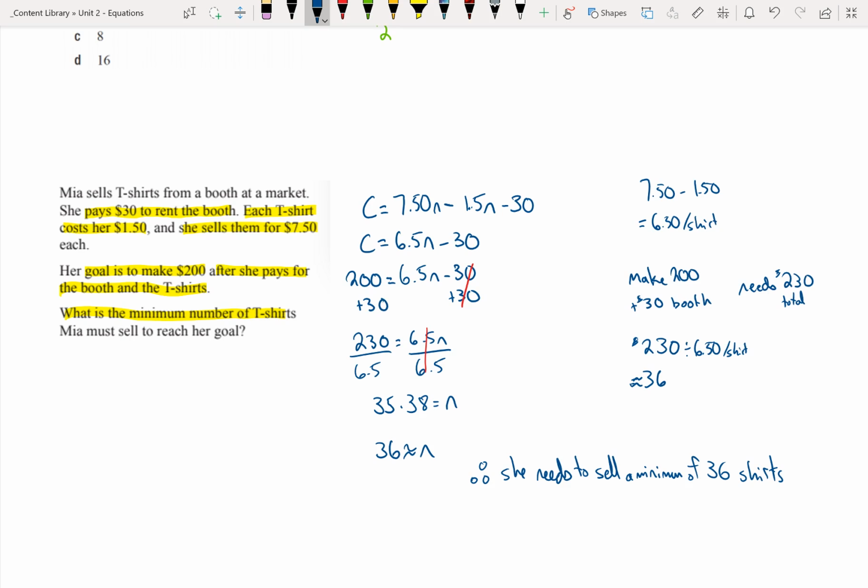So again, we've read the question, we've highlighted, we've underlined, and we've answered the question. 36 t-shirts does make sense. We've kind of proven that with math. So we can say that we've completed the question. So again, in this note, just different examples of word problems using equations, and the idea of going through and following those word problem steps.